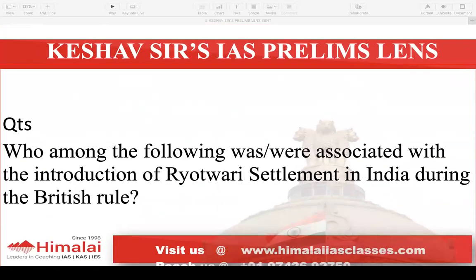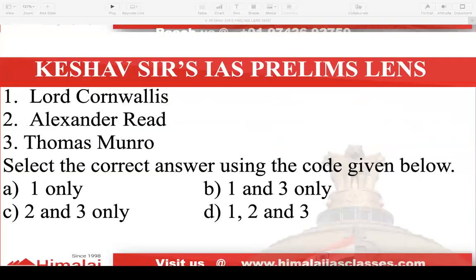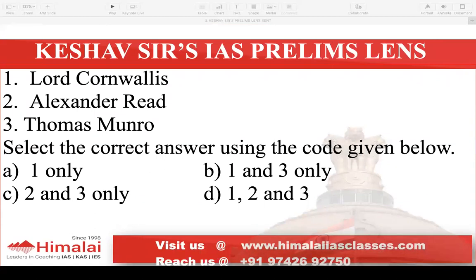Next question, who among the following were associated with the introduction of Rayatwari settlement in India during the British rule? 1. Lord Cornwallis, 2. Alexander Reed, 3. Thomas Munro. Select the correct answer using the code below. A. 1 only, B. 1 and 3 only, C. 2 and 3 only, D. 1, 2 and 3 only.